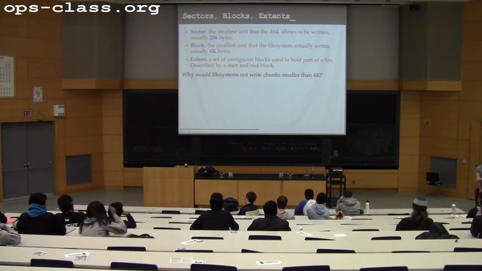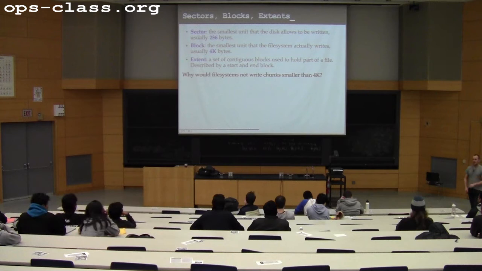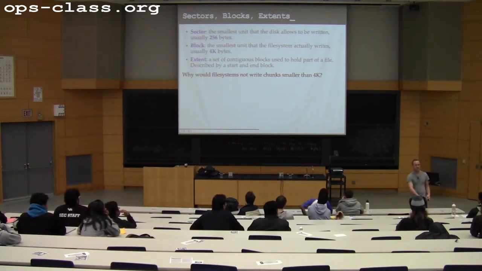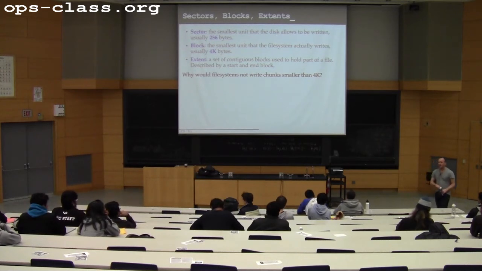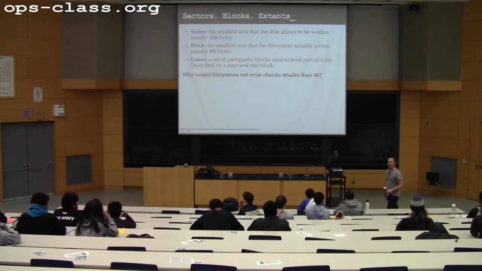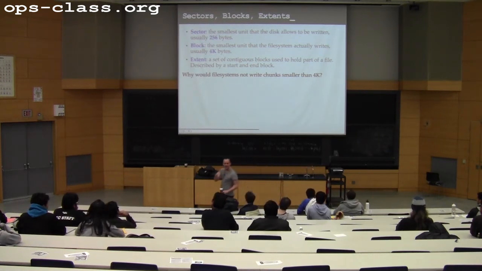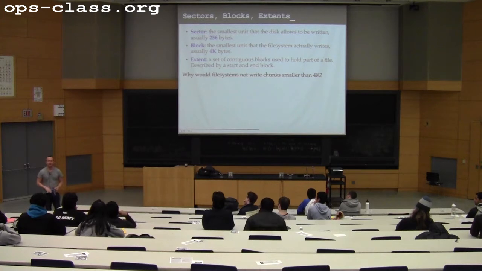So the first question is, why would the file system probably want to avoid writing small chunks of data? Now again, this sounds awesome. I have all these teeny little 256 byte blocks. They're so cute, right? I've got so many of them. Why wouldn't I take advantage of the ability to write these small amounts of data? Why would a file system choose a block size that in this case is 16 times larger or maybe 8 times larger than the sector size?